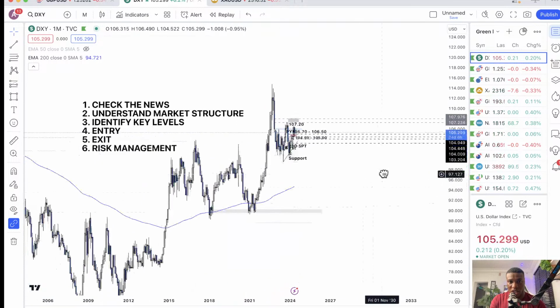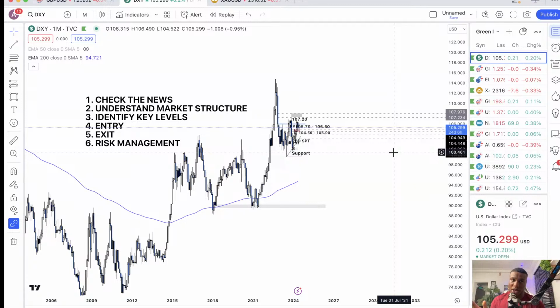And with understanding the market structure, you want to look at the trend. Is this an uptrend or a downtrend? You should be able to come into the markets and perceive the market. Are we going up? Are we going down? That's one of the things that you want to look out for before you start to identify supply and demand levels, which you would need to identify key levels for as well.